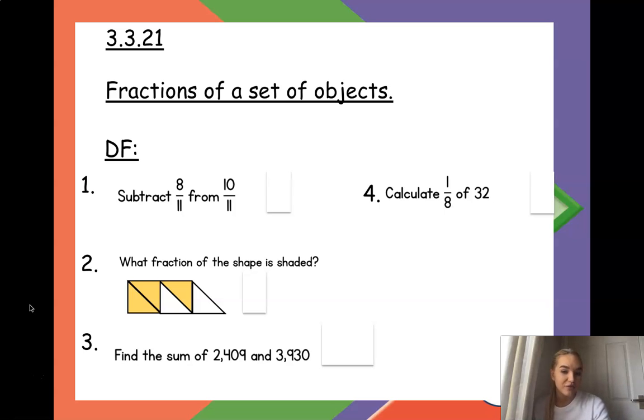Question number 1, subtract 8/11ths from 10/11ths. Well, we could find the difference and see that there are 2/11ths between them. Number 2, what fraction of the shape is shaded? We can see there are 5 altogether and there are 3/5 that are shaded.